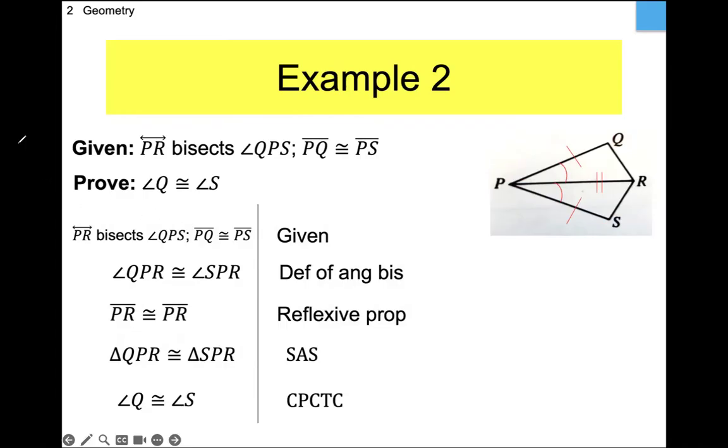And now if we look at the corresponding parts, the first letter Q is congruent to the first letter S. And that was what we were trying to prove. That CPCTC is the magic words. Okay. So that's how you prove that two angles are congruent.